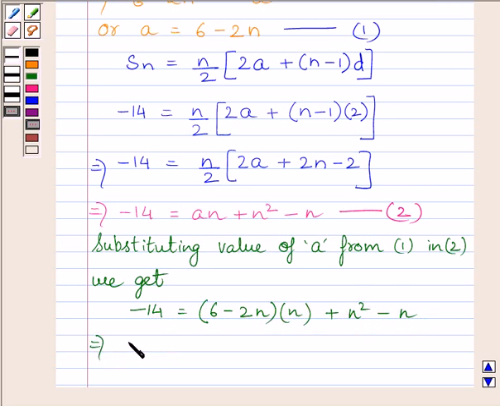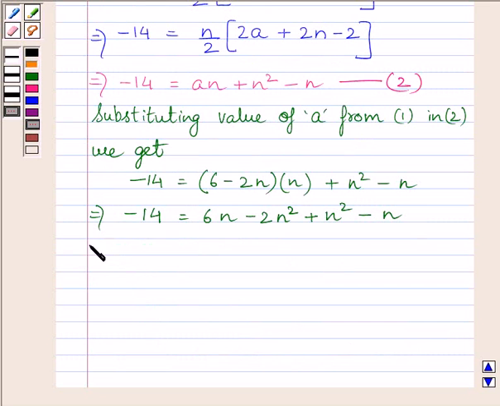Now this implies minus 14 is equal to 6n minus 2n square. Multiplying these two brackets, we get these two terms plus n square minus n. Now we get minus 14 is equal to, we know 6n minus n is equal to 5n, and minus 2n square plus n square is equal to minus n square. Now adding n square minus 5n on both the sides, we get n square minus 5n minus 14 is equal to 0.